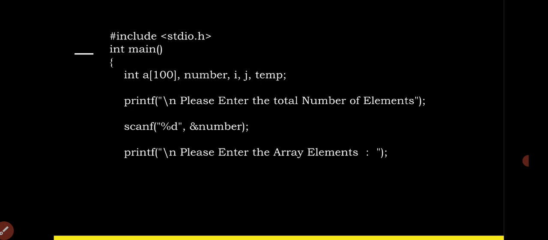As usual, if you want to get a collection of elements, you have to use a loop, and now we are using the for loop. So for i is equal to 0, i less than number, i plus plus.